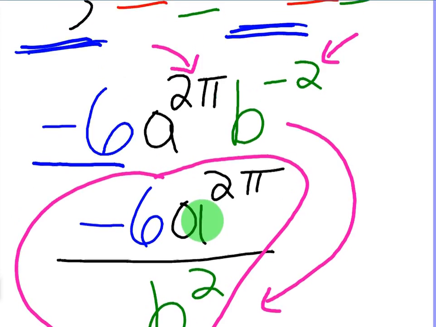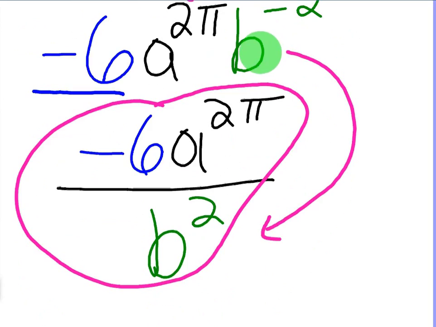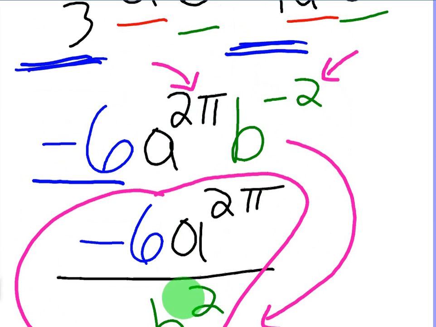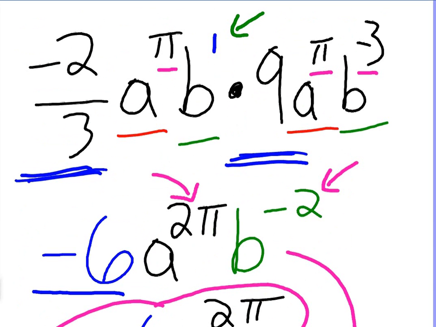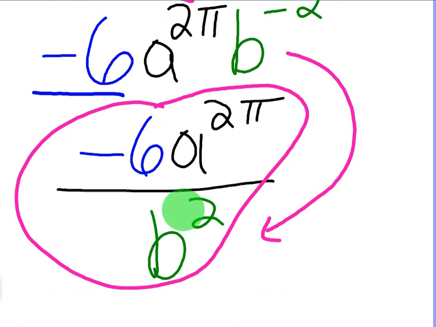We added the pi's to get 2 pi. That was a little different, but it's the same rule. And we took this negative exponent, we made it positive, and we put it under the fraction. So that's multiplying monomials. They don't have to be exactly the same. In fact, in many cases, they're going to be very different.